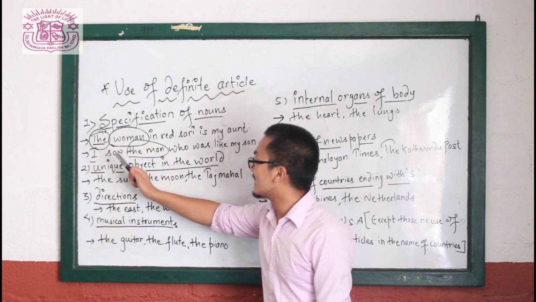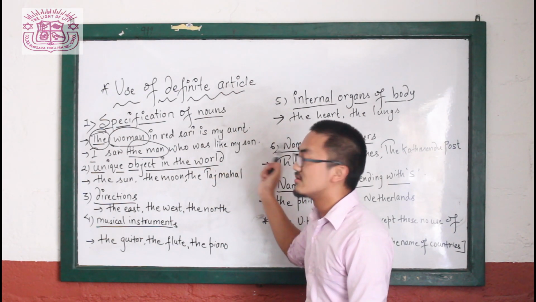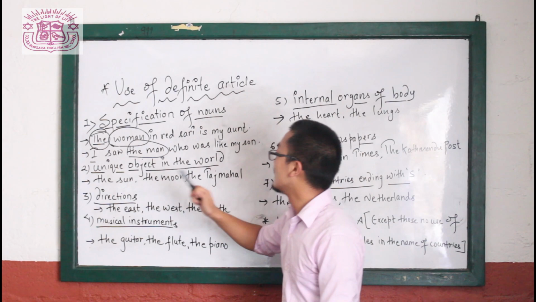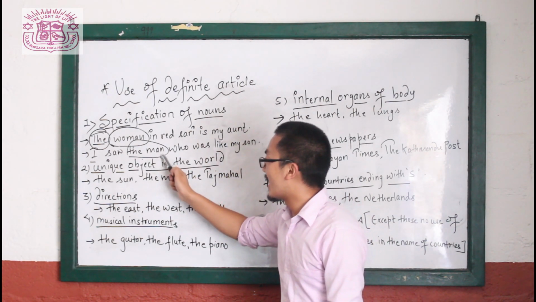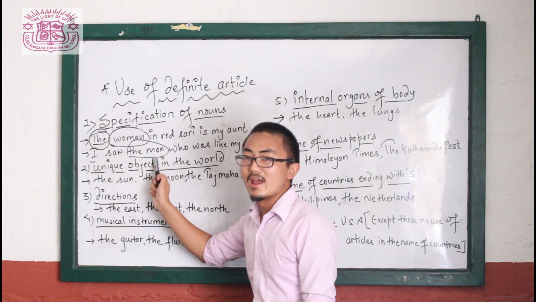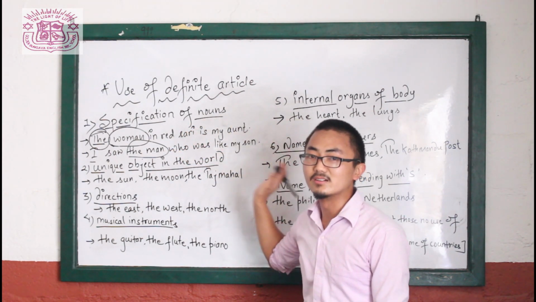Similarly, in the next sentence, you can see, I saw the man who was like my son. So here I am focusing on the man because this man was like my son. So here I am focusing on the man, so that's why the is used in front of man. Okay, so this is one of the first uses of definite article.